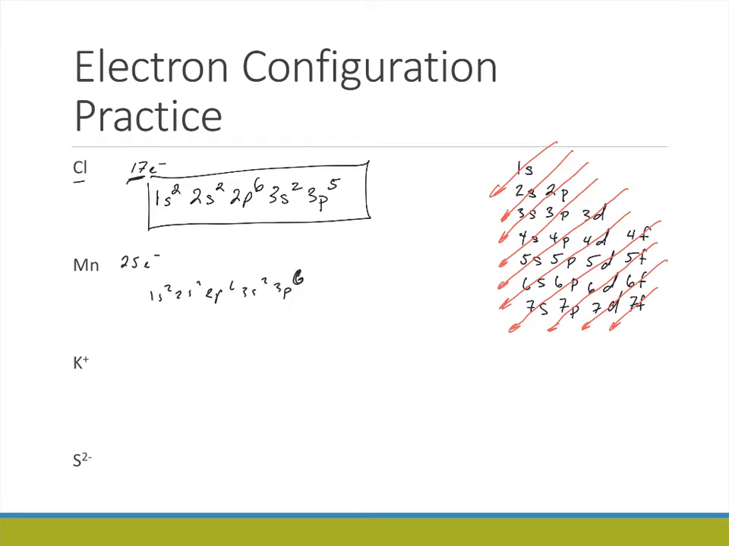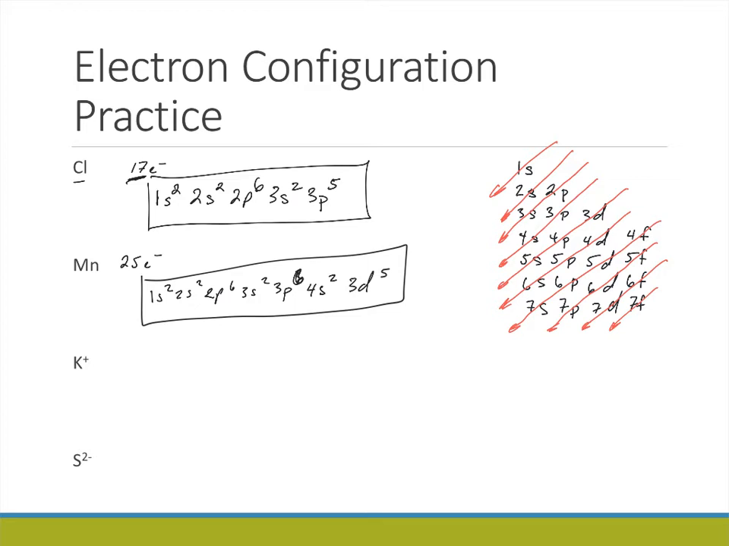After 3p6, I come to the 4s's. So 4s, I can put 2 of those in there. After the 4s, I come to the 3d's. Now I can hold a total of 10 electrons in the 3d's, but how many do I need? Well, currently I have 2, 4, 10, 12, 18, 20. I only need 5 electrons, so 3d5. That is the shorthand electron configuration for manganese.